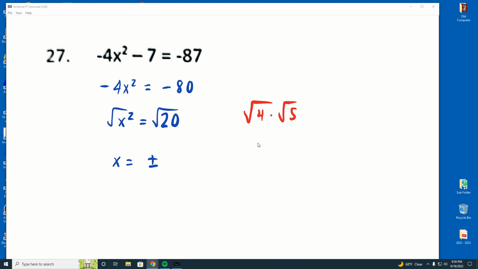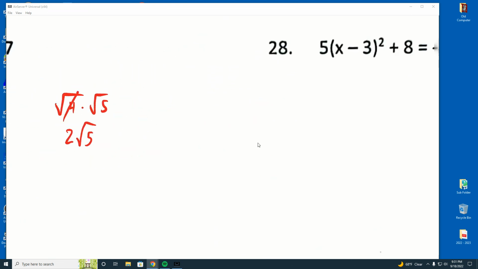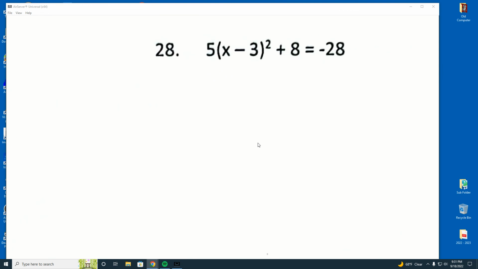So the square root of 4 becomes a whole number 2. So it equals plus or minus 2 square root of 5. And then the last one of these, we're going to subtract 8.